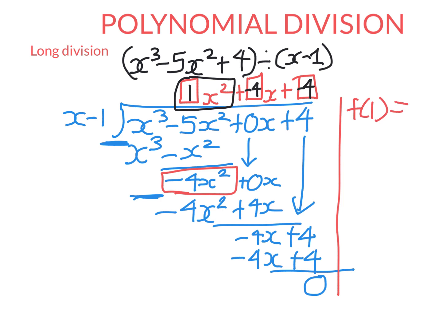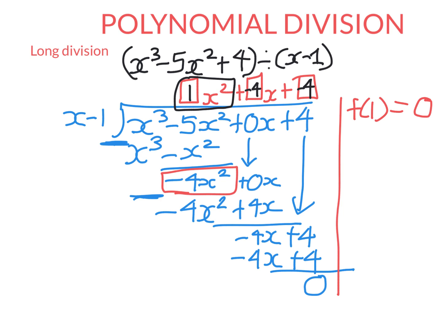So if I substitute f of 1, meaning substitute x for 1 into this polynomial, I get 1 minus 5 plus 4, which is 0. The remainder theorem tells me when I divide this polynomial by this, the remainder is 0. Given that that is what I got with the polynomial long division, I can assume that I'm on the right track. All right, that was one method of doing it.